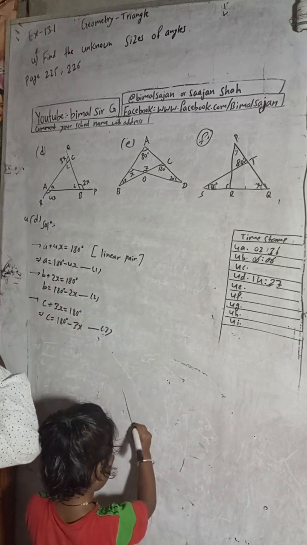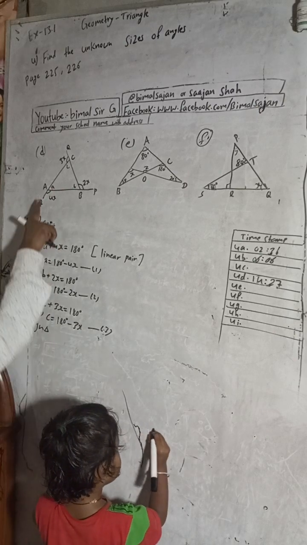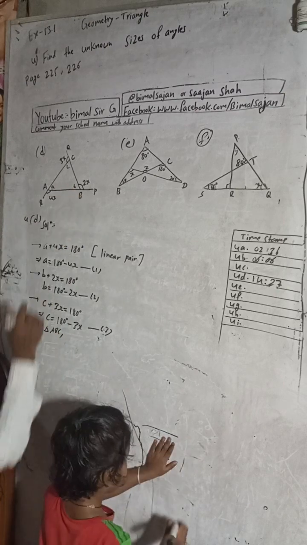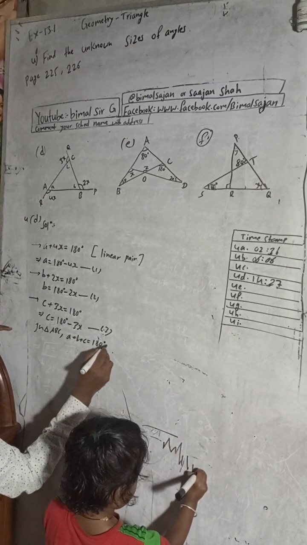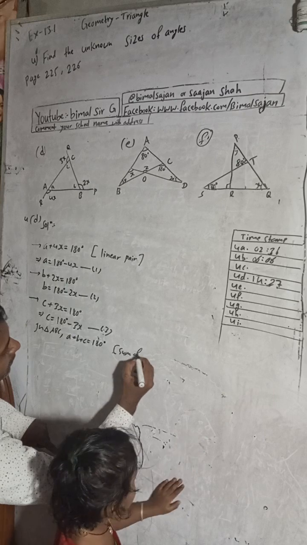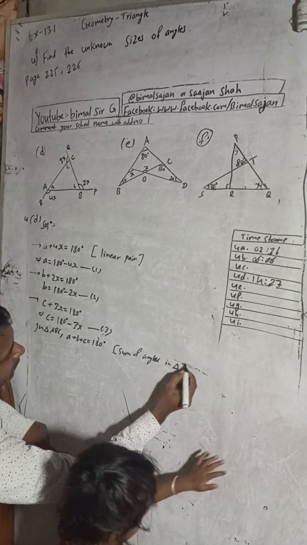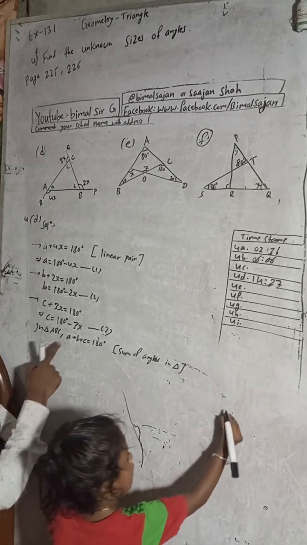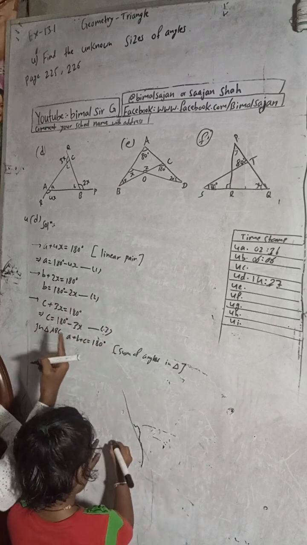Now when we add, in triangle ABC, angle A plus angle B plus angle C is equal to 180 degrees, sum of angles in a triangle. So the sum of equations 1 plus 2 plus 3 is equal to 180 degrees.